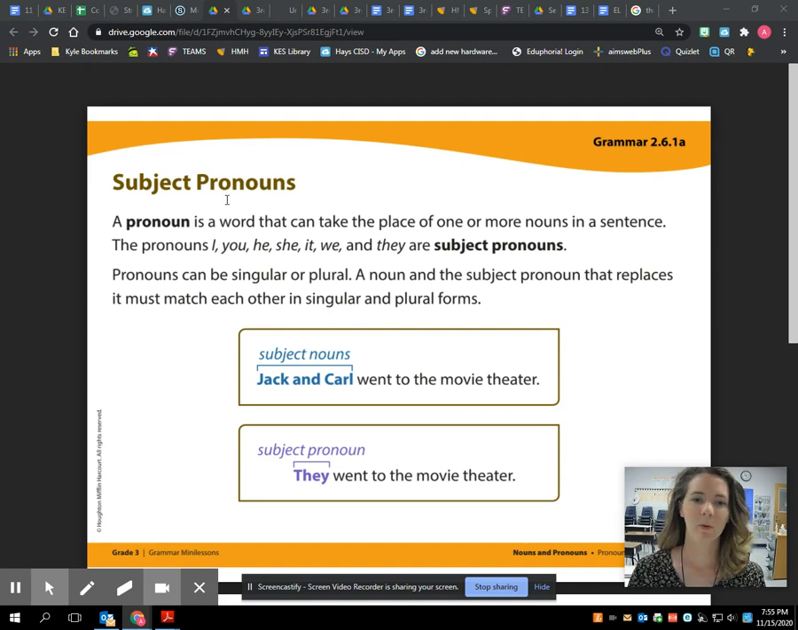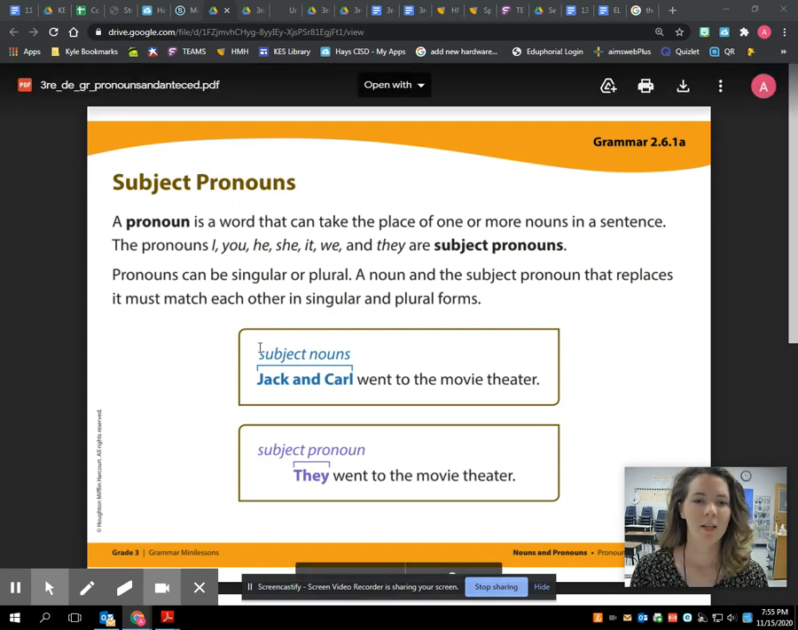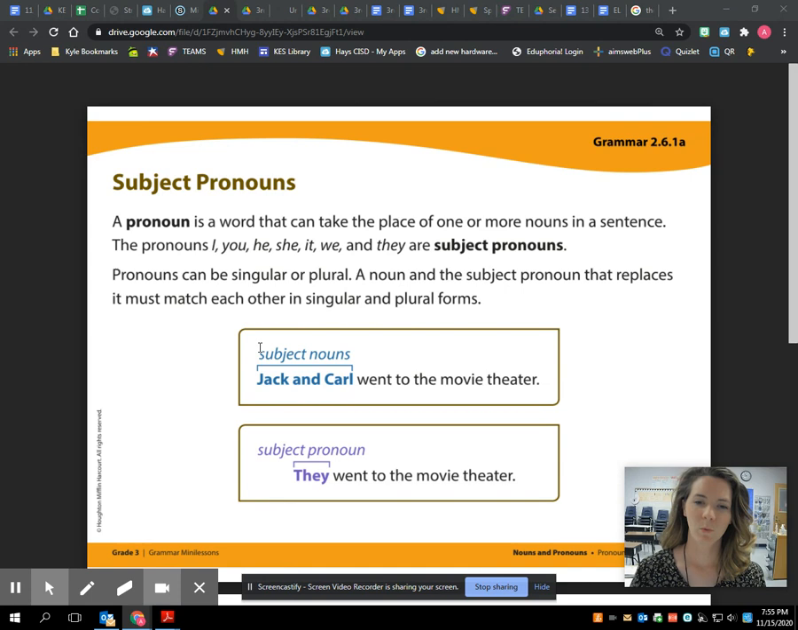Look at this example with the blue writing. Jack and Carl went to the movie theater. Who or what is that sentence about? Jack and Carl. So that's the subject of our sentence. And both of those are nouns. They are actually proper nouns, meaning they're naming specific people. So you'll notice that Jack and Carl were capitalized because they're naming specific people.